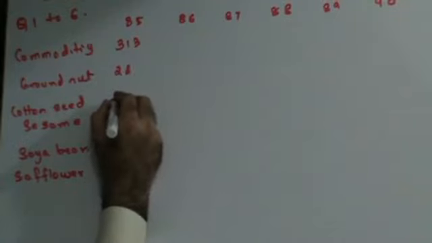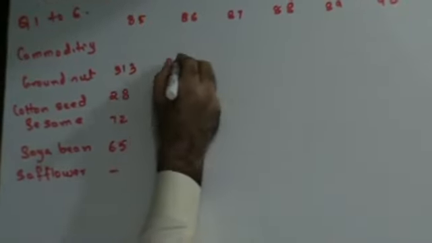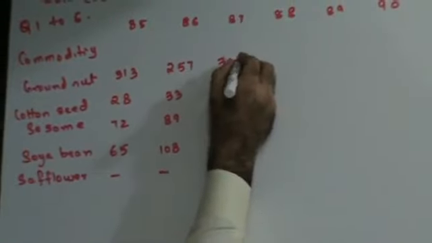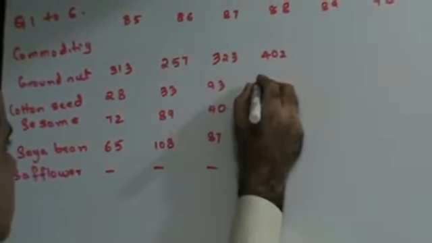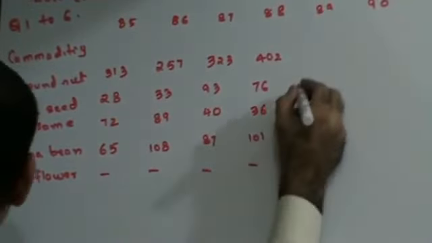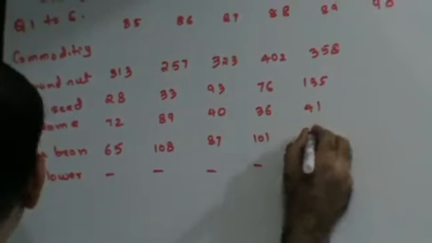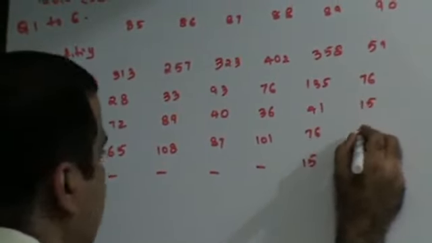313, 28, 72, groundnut, cotton seed, 313, 28, 72, 65 and blank, 257, 33, 89, 108 and blank, 323, 93, 40, 87 and blank, 402, 76, 36, 101 and blank, 358, 135, 41, 76, 15, 59, 76, 15, 32, 15.